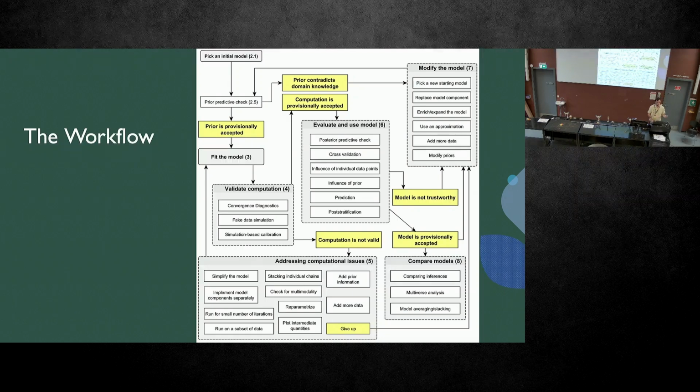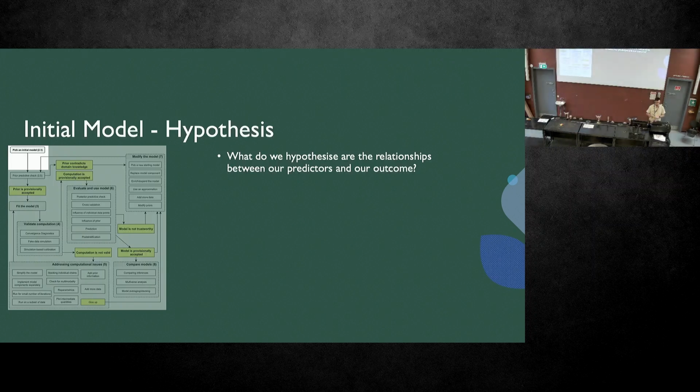So, speaking of the model that we start with, how do you pick an initial model? If you're not just going to start with the most complex targeted one, how do you know where to start? Really, the best place to start is your hypothesis. What do you think is going to happen? What do you think the relationships are? Now, in our case, we have a treatment trial and we have some covariates.